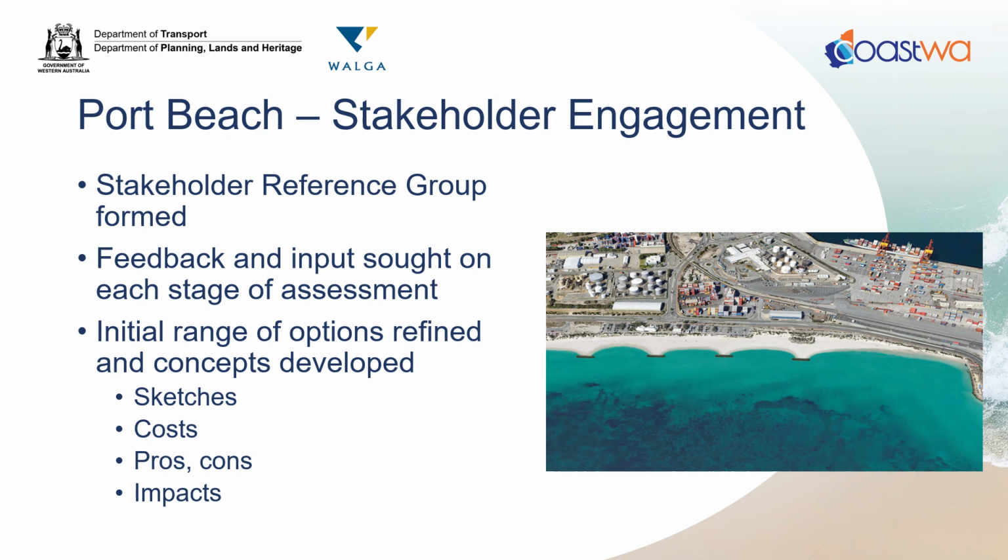through this process. So the initial range of options was refined and developed, and concepts were developed for each of these options. This consisted of sketches and renders, estimated costs, and the pros, cons and impacts of each of those options. The example presented on the right there is one of the options which was not successful eventually, but it's an example of the type of rendering and imagery which is developed for each of those options.